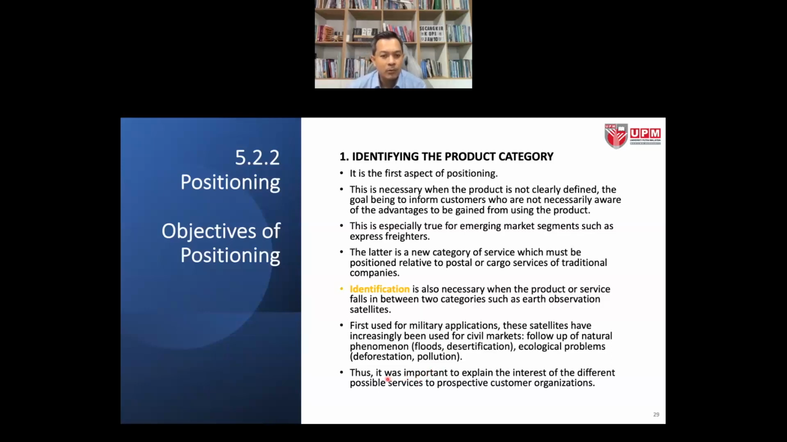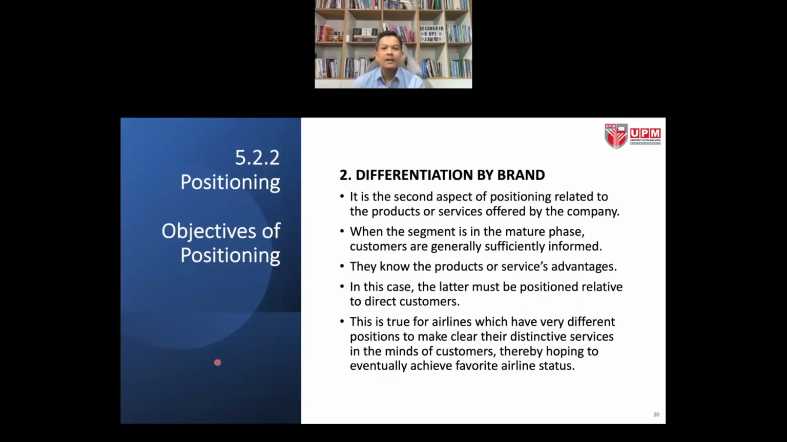So thus, it was important to explain the interests of different possible services to prospective customer organization. So you have the same product, but you can then position it to suit the customer needs. All right. And then the second objective is differentiation by brand. It is the second aspect of positioning related to the products or service offered by the company.